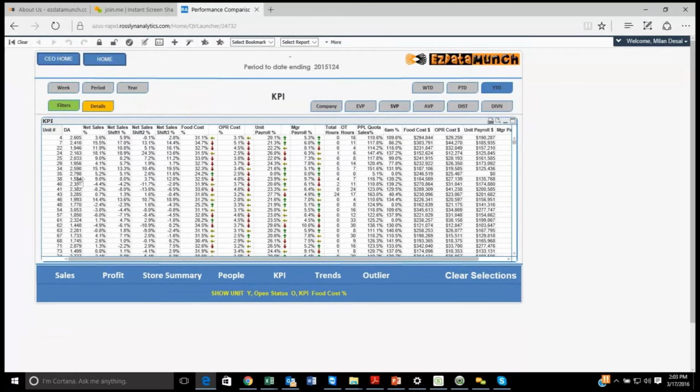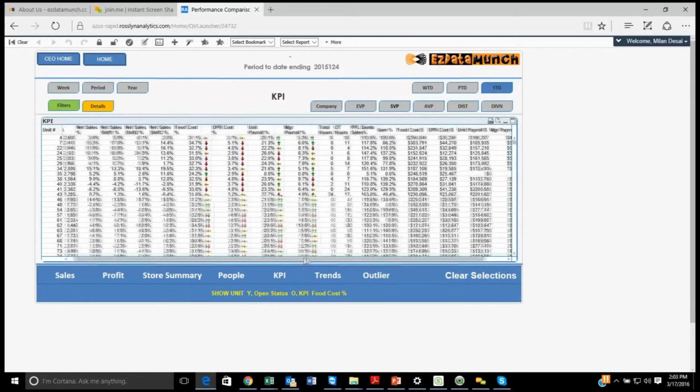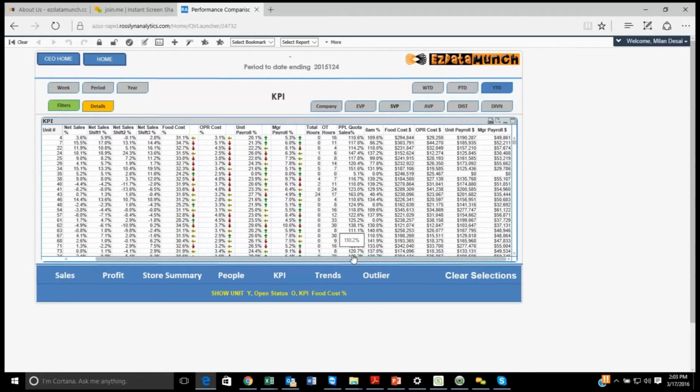These are the different KPIs that you can measure. You're looking at DA, sales related KPIs by shifts. If you're measuring by shift, you're looking at payroll, hours, overtime, people quota, compliance from a quality perspective, staff quality perspective, and so on and so forth. So again, there's a lot of information that you can look at here.